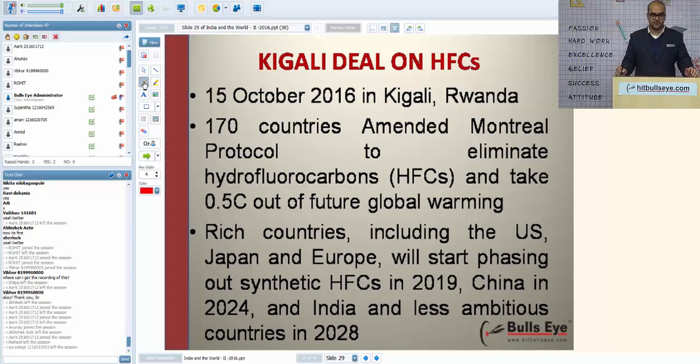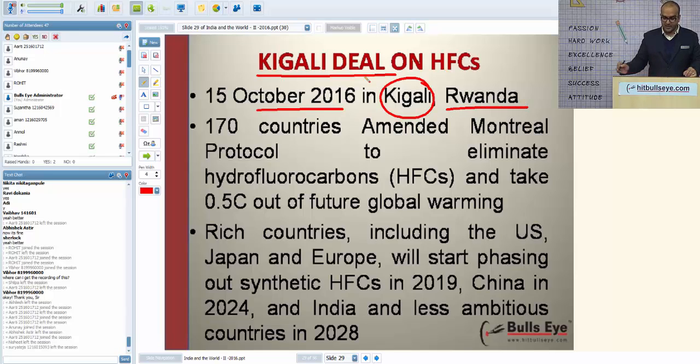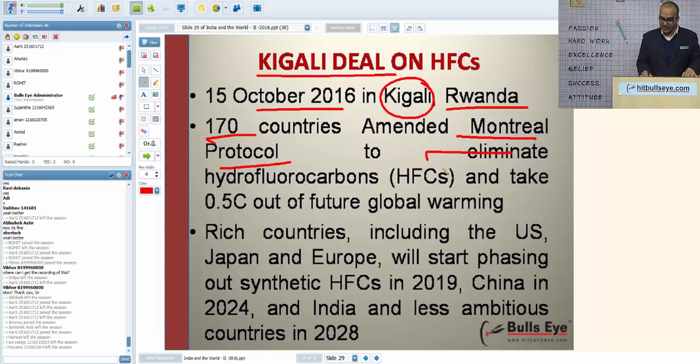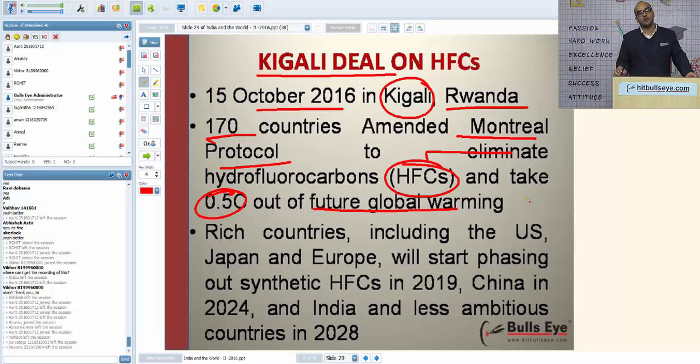This is another important agreement related to climate change, that is the Kigali deal on hydrofluorocarbons. This is something that I spoke about earlier when we were talking about Indo-US relations. In October 2016 in Kigali, the capital of Rwanda, an agreement was signed when 70 countries amended the Montreal Protocol on the control of chlorofluorocarbons to eliminate hydrofluorocarbons also, right? So hydrofluorocarbons were included, to take 0.5 degrees Celsius out of future global warming. It is felt that if hydrofluorocarbons are also banned, the rise in global average temperature can be reduced by 0.5 degree Celsius.